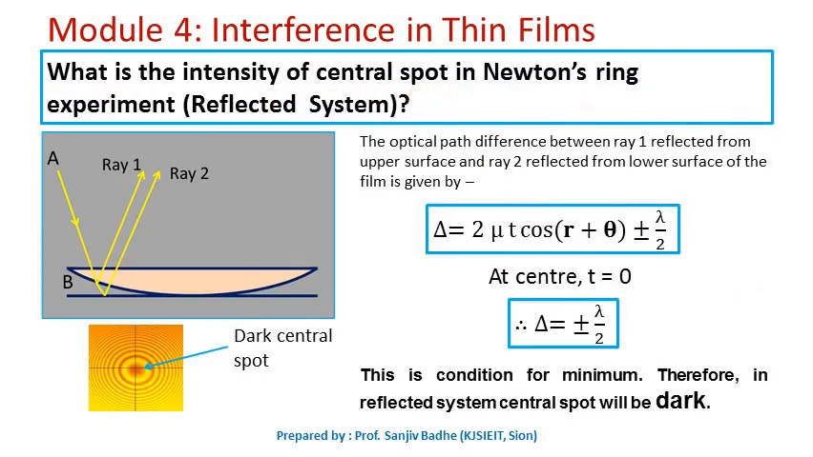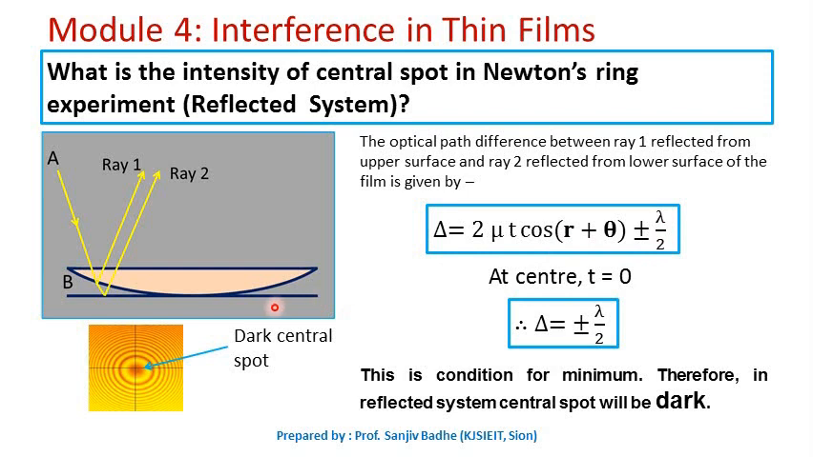What is the intensity of the central spot in Newton's ring experiment in the reflected system? Let us consider two light rays, ray number 1 and ray number 2, reflected from the upper surface of the film and the lower surface of the film, which is formed between a spherical surface and the plane surface. Such a type of film is used in the Newton's ring experiment. The optical path difference between ray number 1 and ray number 2, reflected from the upper surface and lower surface of the film respectively, is given by 2 mu t cos(r + theta) plus or minus lambda by 2.